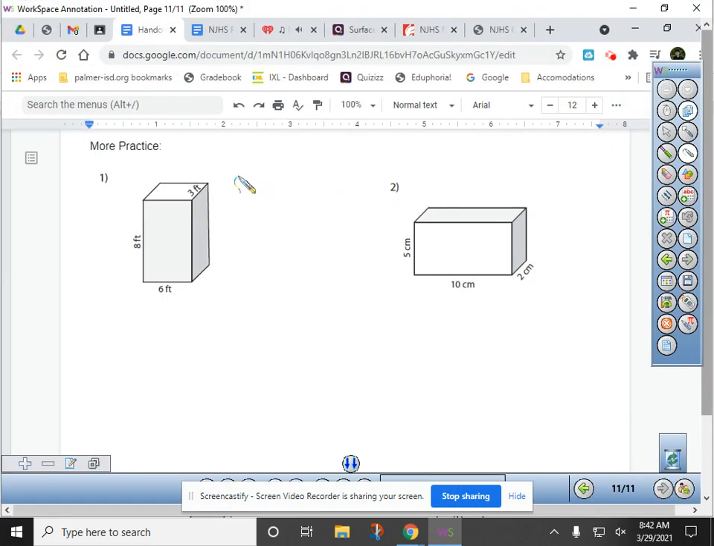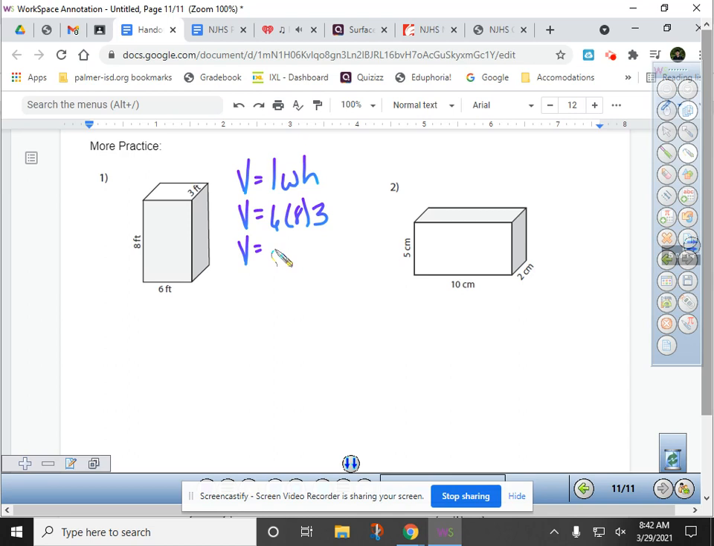Number 1, did you do volume, did you use length times width times height? Does anybody use the area of the base times the height? 6 times 8 times 3. What's 6 times 8? 48. And 48 times 3? 144. Everybody get 144? Good. One more. Y'all do number 2, and then we're going to move on.